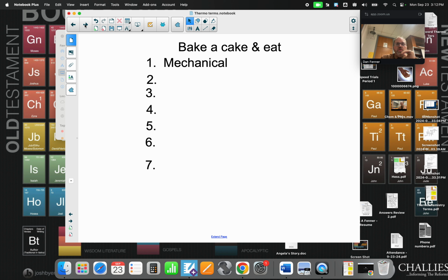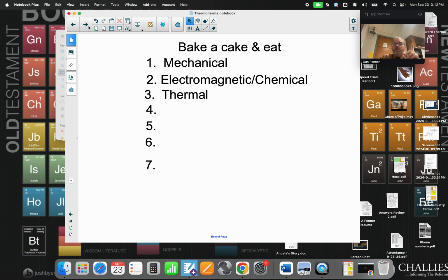Now, once you do that, you have to put it in the oven. To get the oven started, you have to turn it on. So that's either going to be electromagnetic or chemical. Electromagnetic, if it's an electric range. Chemical, if it's a gas stove. Now, once you put it in there, changes are going to begin. That gooey batter is going to become a nice fluffy cake. So that would be an example.